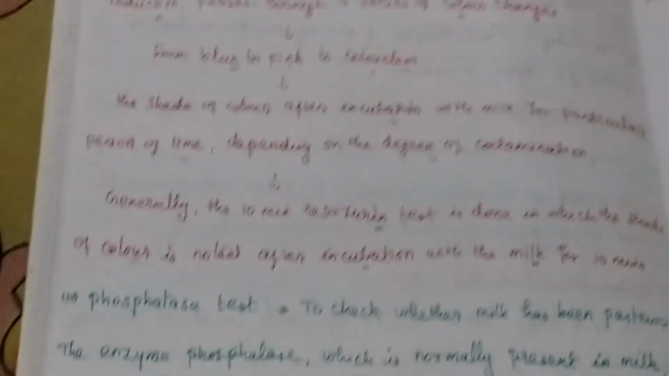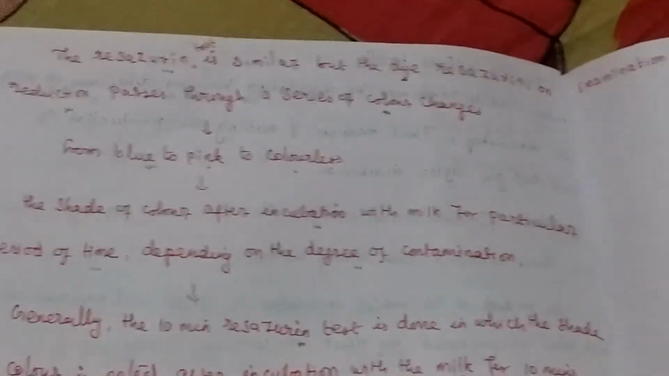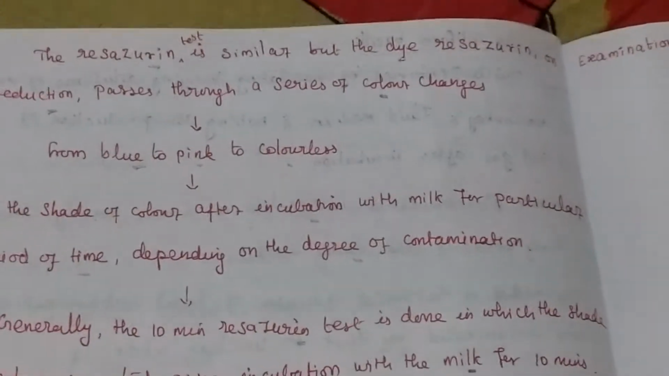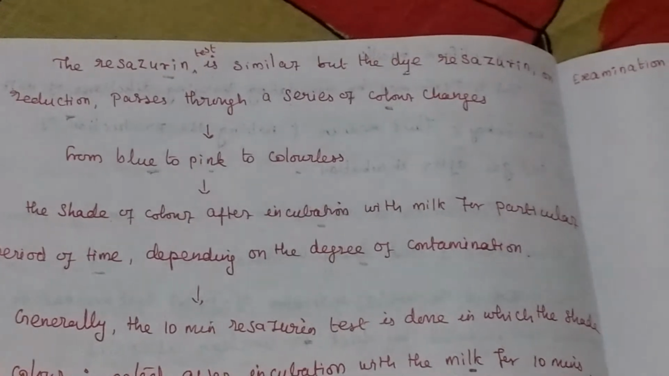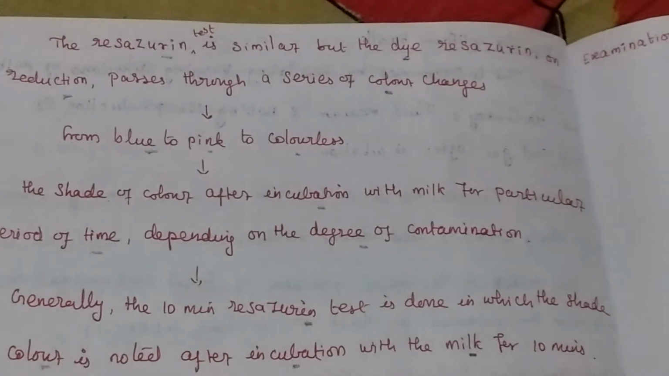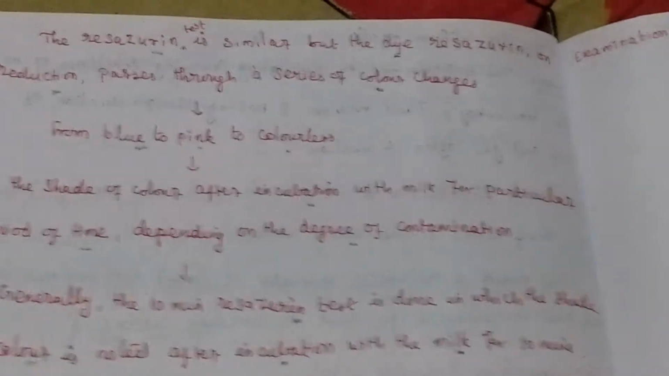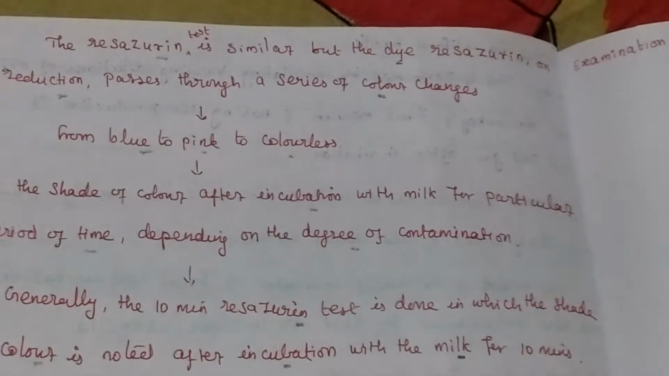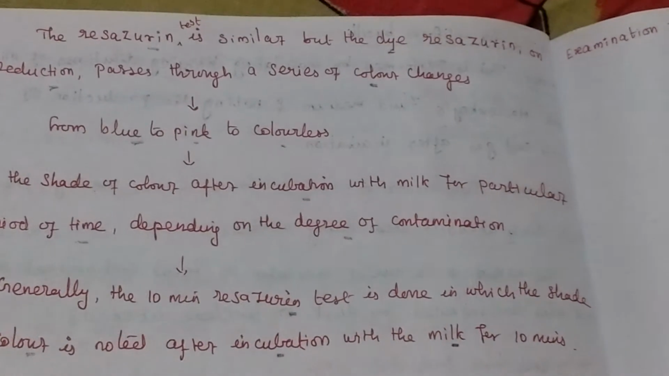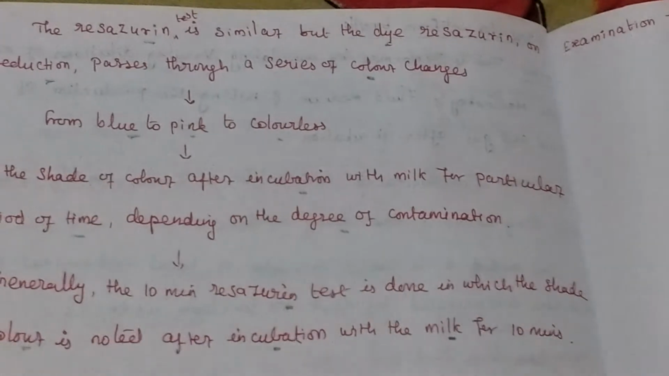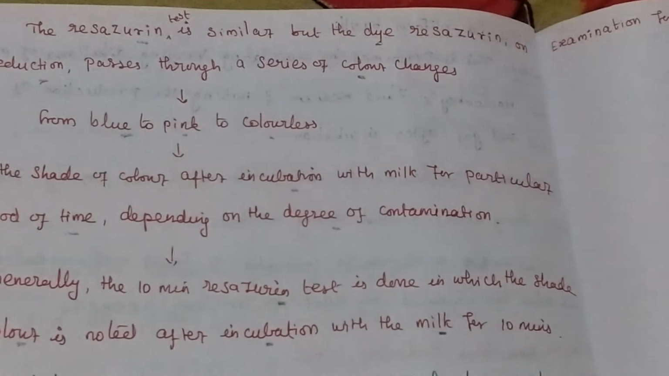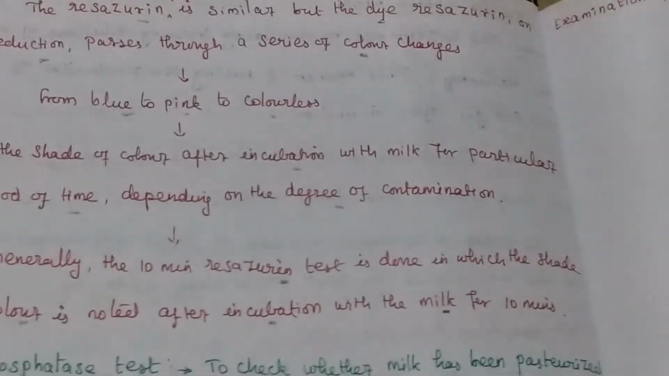Then we see the fourth method, the resazurin test. It is similar to the methylene blue reduction test, but the dye resazurin on reduction passes through a series of color changes: first blue to pink, then colorless.